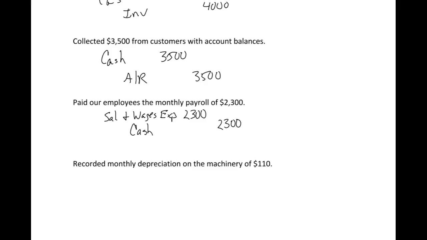All right, our last one is depreciation. Anytime you have depreciation, your journal entry is always debit depreciation expense, and we credit accumulated depreciation. I abbreviate that as accumulated depreciation. We'll get into more detail on depreciation, but this account right here is what's called a contra asset account, and we'll talk about that in a little bit.